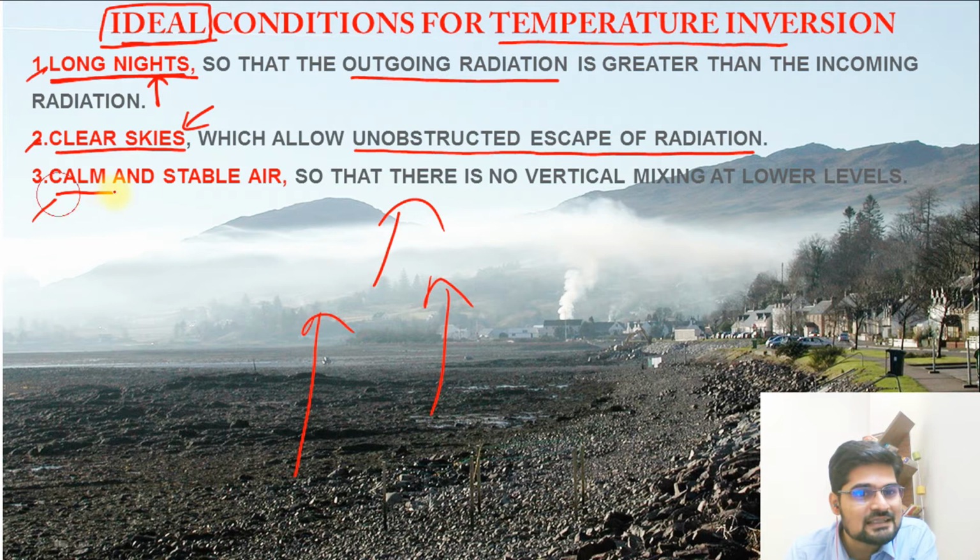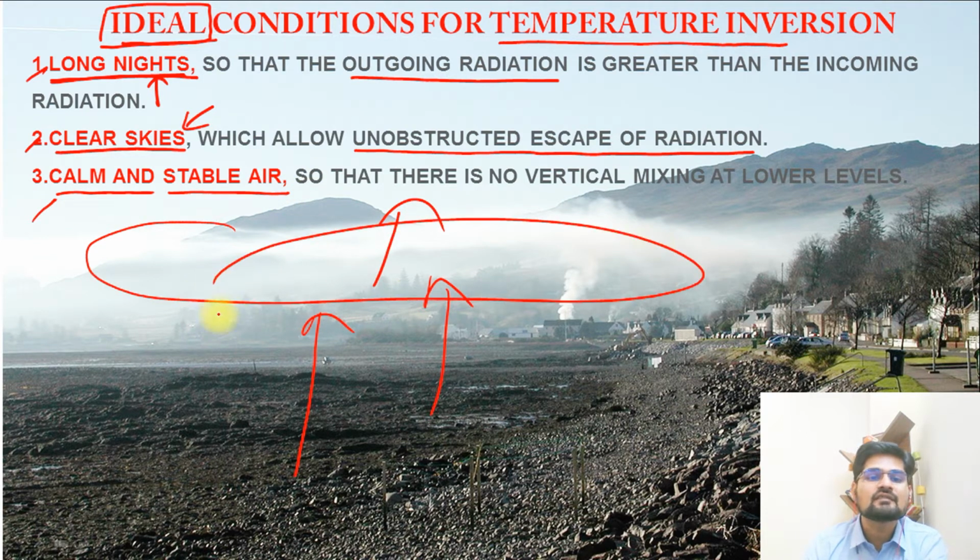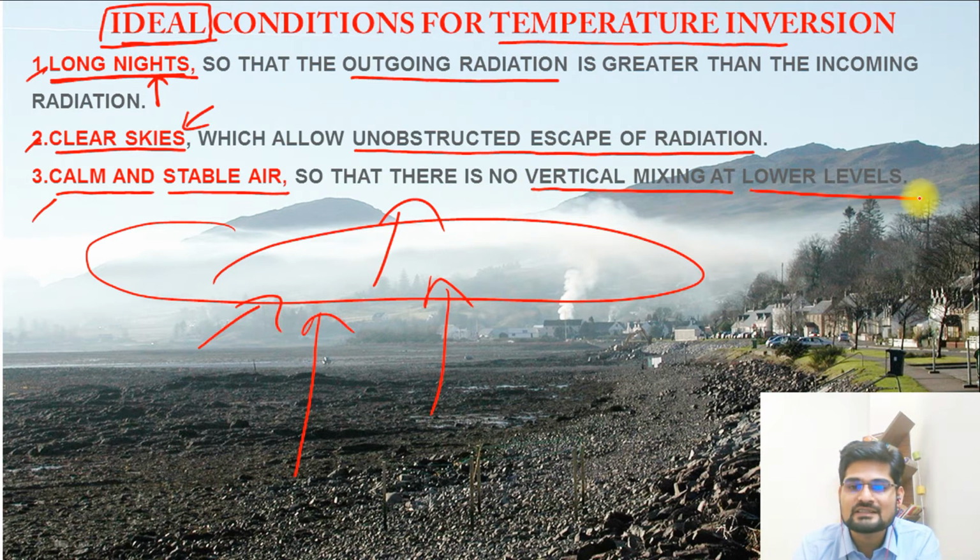And the third factor is calm and stable air. Remember, if there is turbulence in the air, if there is a convection cycle going on and lots of intermixing happening, then there will be vertical mixing at lower levels. So for this smooth transition, what is important is calmness or stability in the air. So these are the three major ideal conditions for temperature inversion.